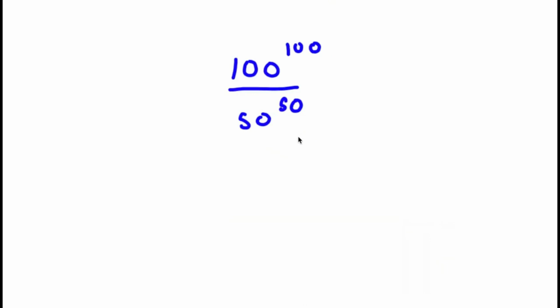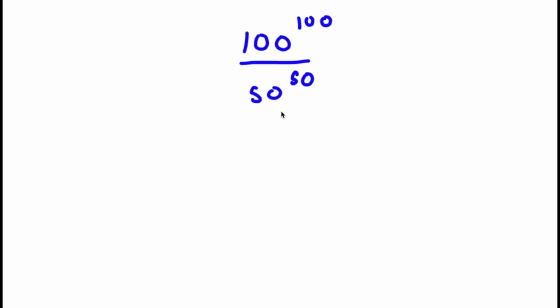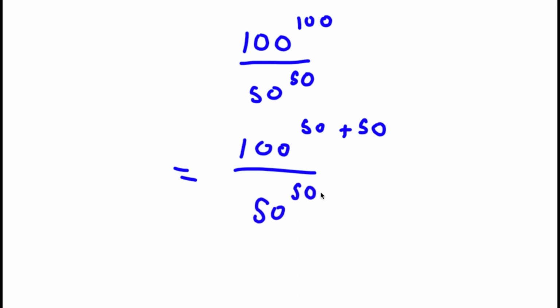Alright, so in this problem, I have 100 to the power of 100 over 50 to the power of 50. So 100 is the same thing as 50 plus 50. So I'm going to rewrite this as 100 to the power of 50 plus 50, and I have this over 50 to the power of 50.